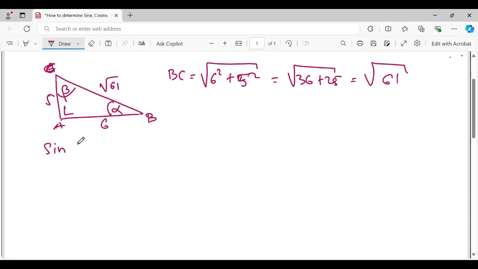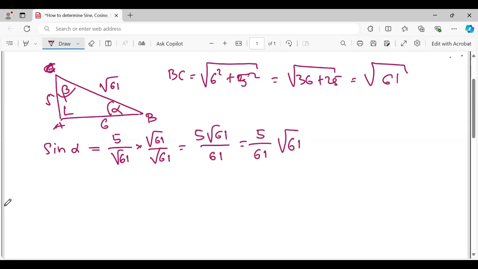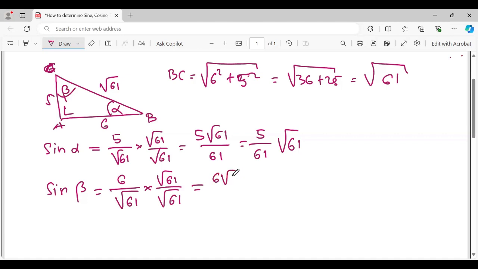So it means sine alpha, opposite over hypotenuse, 5 over square root 61. To simplify, times square root 61 over square root 61, 5 square root 61 over 61, or 5 over 61 square root 61. So how about sine beta? Sine beta, opposite of beta is 6, 6 over square root 61. To simplify, multiply by square root 61 over square root 61. Becomes 6 square root 61 over 61, or 6 over 61 square root 61.